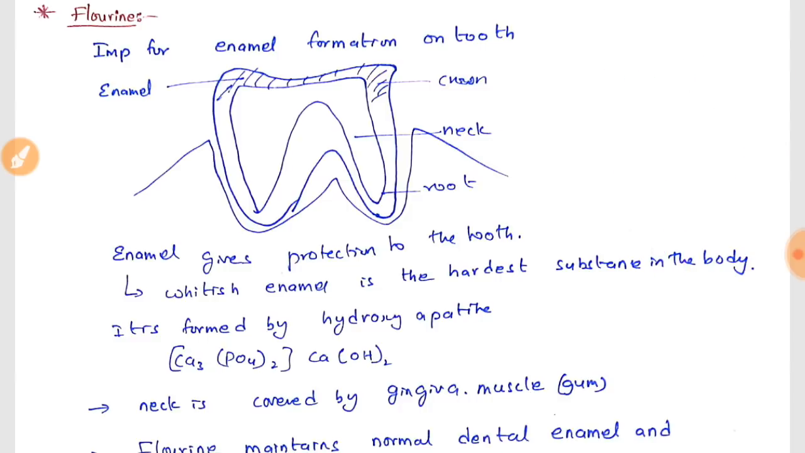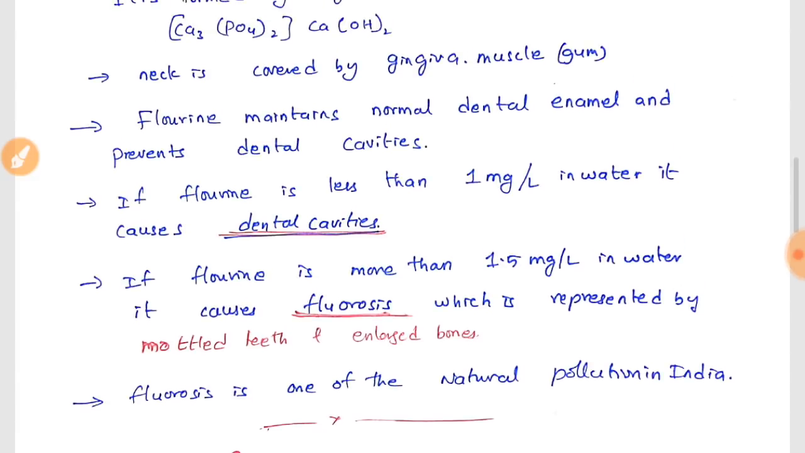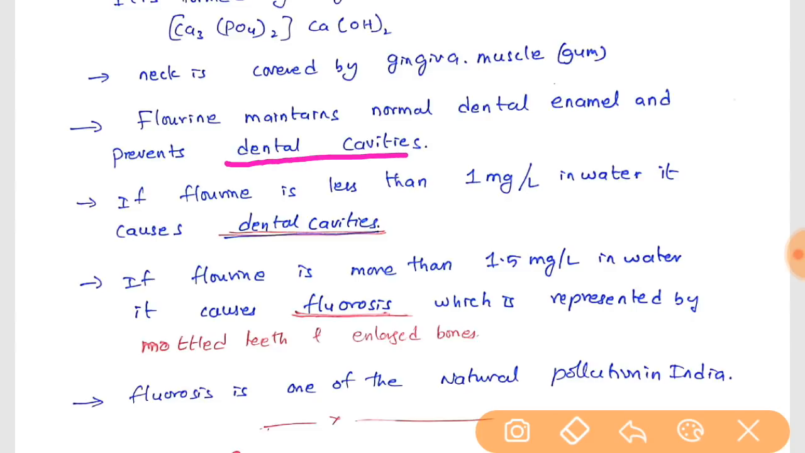See, what does fluorine do? Fluorine maintains the normal dental enamel and prevents degradation, that is dental cavities. See, this fluorine should be within limits, friends. It should not be less than 1 milligram or more than 1.5 milligram per liter.